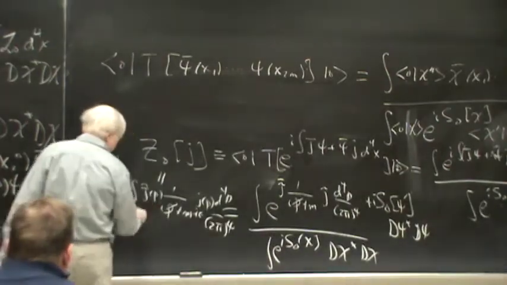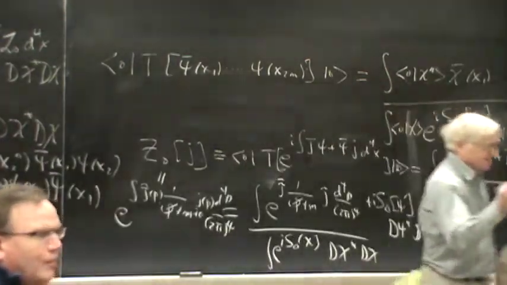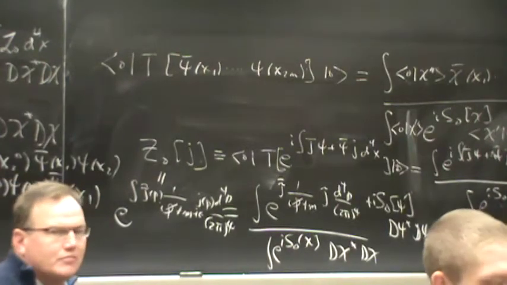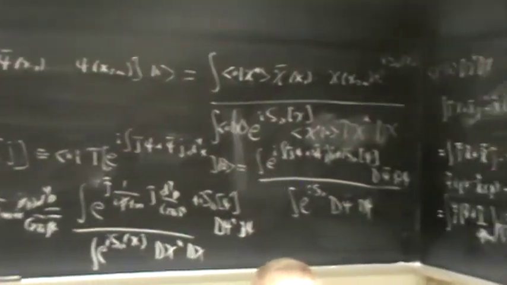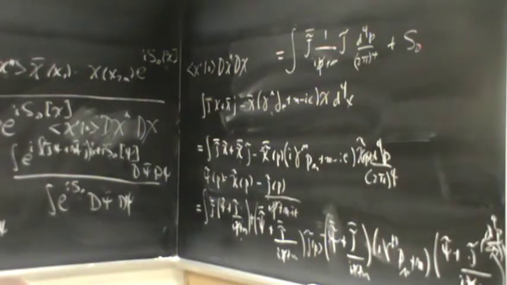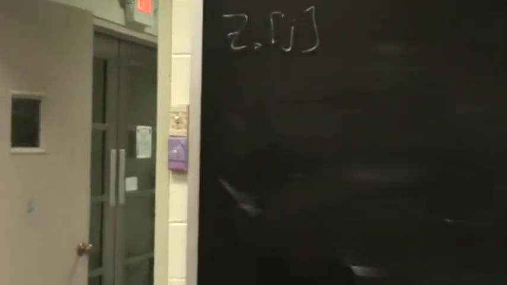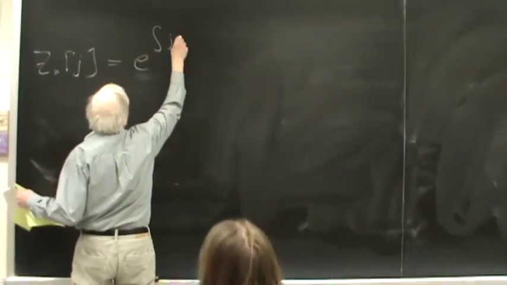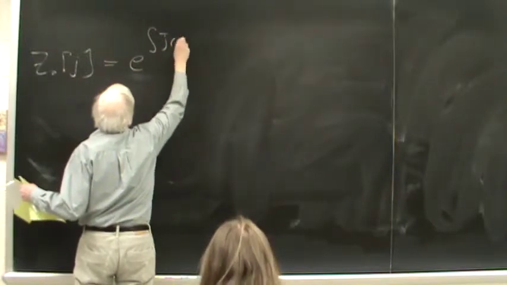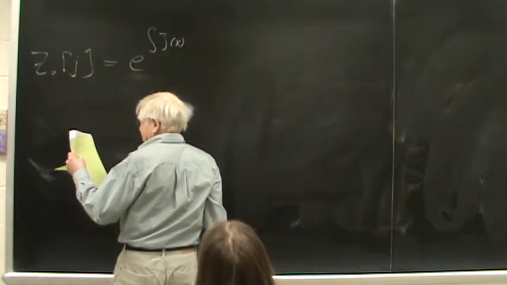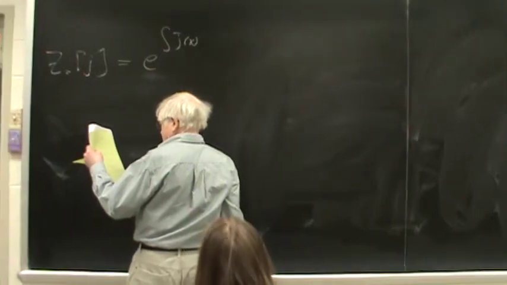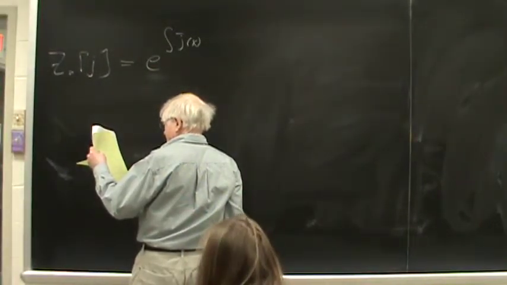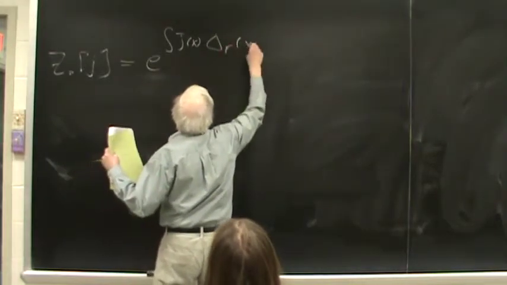To within a factor of i or minus i, what we've got then is that this Z0 of J, if we rewrite it, will be e to the integral of j bar, which I'm writing as j bar, and I wonder, is it just j star? In any event, it's essentially this.